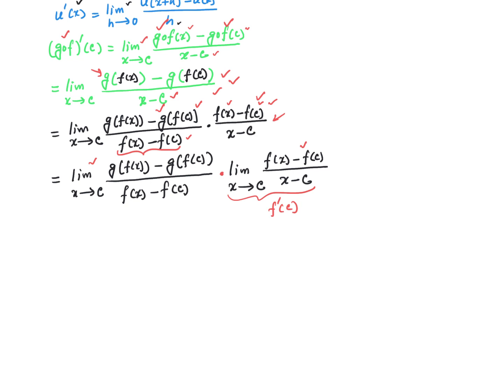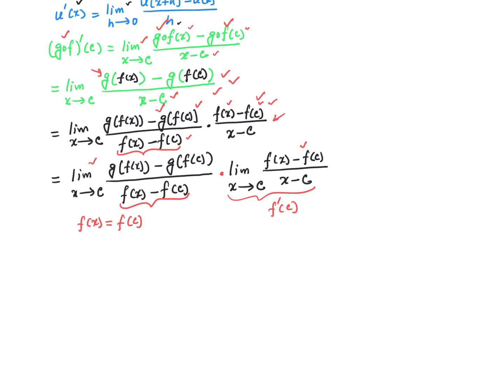Now, the introduction of f of x minus f of c created a little bit of a problem. The problem is that it is showing up in the denominator. What if f of x minus f of c is equal to 0, or equivalently f of x is equal to f of c? In that case, we have division by 0. So this is a big problem.